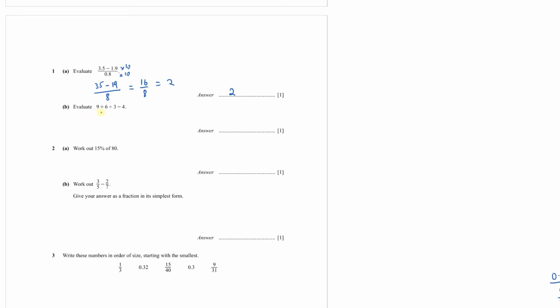Part B is evaluate 9 plus 6 divided by 3 minus 4. So using the BODMAS rule, we will first do the division. So 6 divided by 3 is 2. So I will get 9 plus 2 minus 4. Then 9 plus 2 is 11, and then minus 4, which is equal to 7.